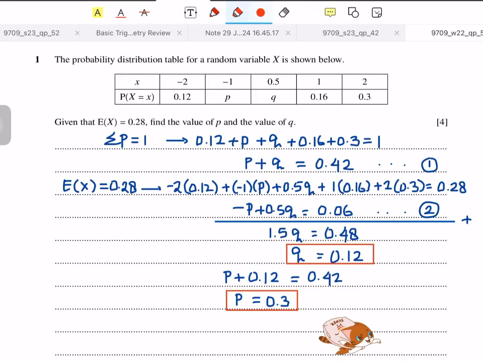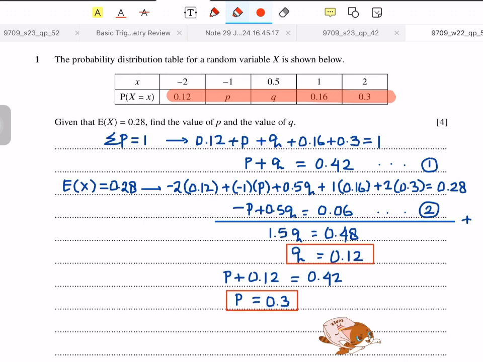So the condition for a probability distribution to be valid is that the total probability must be 1. So the first equation will be 0.12 plus P plus Q plus 0.16 plus 0.3 is equal to 1. We can simplify the equation into P plus Q is equal to 0.42.